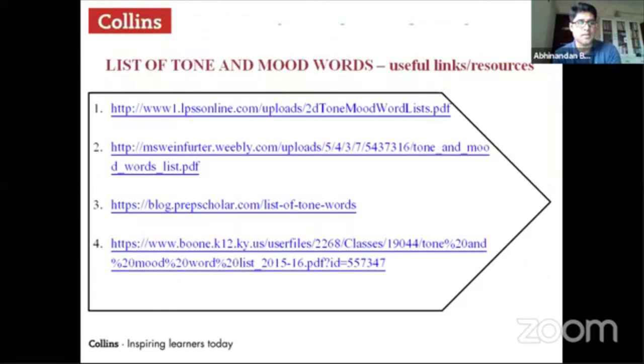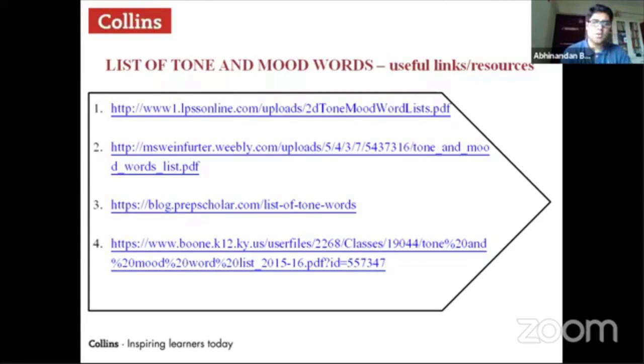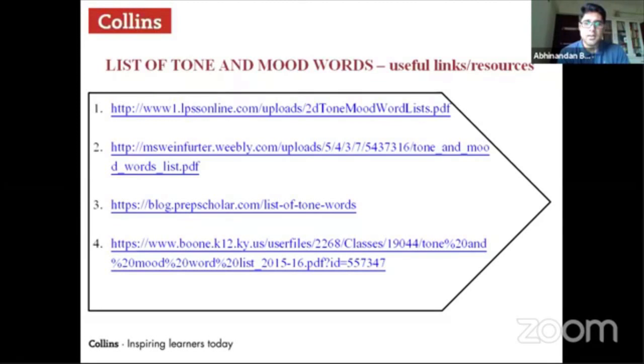writer's effect response. And I almost come to the end of my session today. This is a ready-made resource that you would really find interesting. A list of tone and mood words. A single click on any one of these documents can lead you to a list of tone and mood words, which you can use.